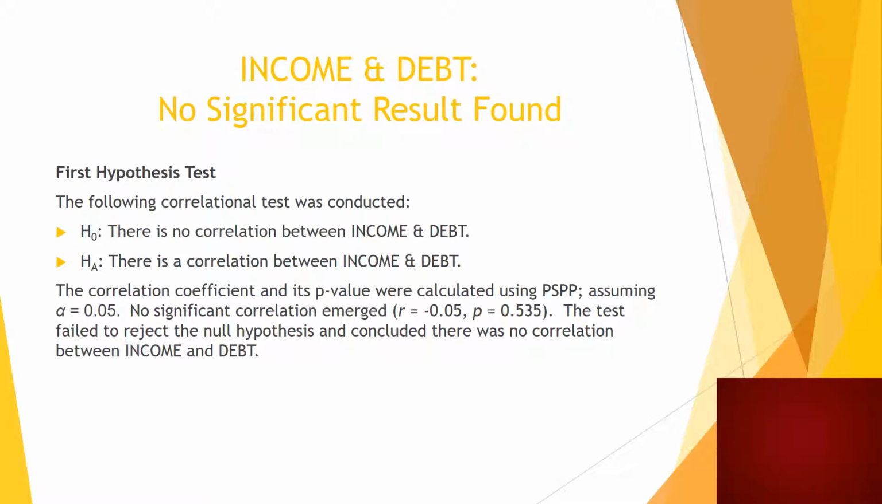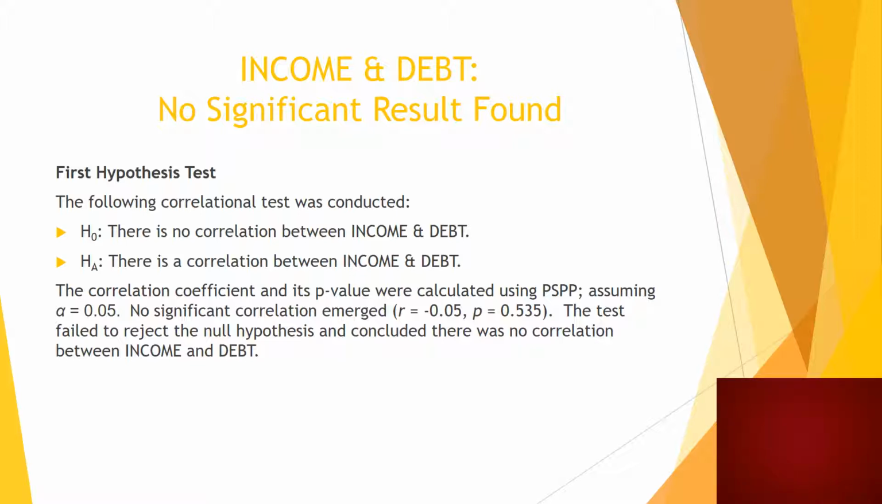So the first two variables that were studied were income and debt. We did not find any significant result between these on the data items. The null hypothesis in this case would state that there is no correlation between income and debt. The alternate hypothesis is that there is a correlation between income and debt.